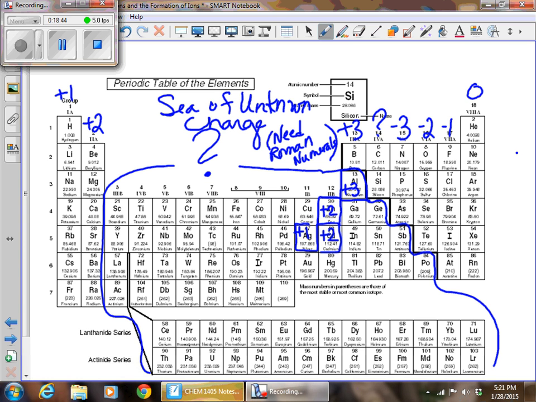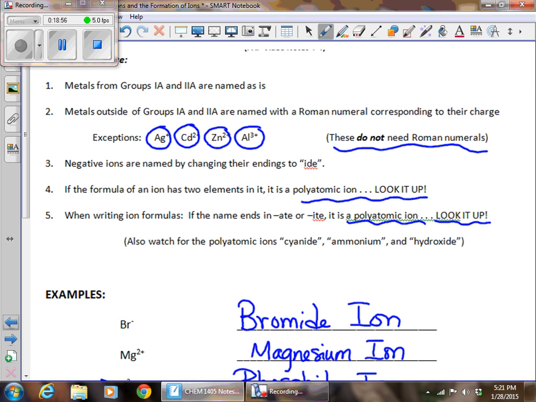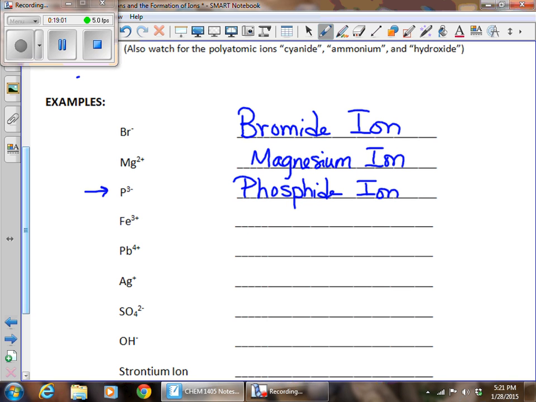So those are simply some charges that you can write on your periodic table that will help you pinpoint this, because the one we just looked at was iron, and it's right here, and iron's in the sea of unknown charge. What does that mean? It means it needs a Roman numeral. So let's go back to iron. Since it's in that sea of unknown charge, iron is going to need a Roman numeral. And that Roman numeral is simply whatever the numerical part of the charge is. So iron 3 ion is what we're going to name it.